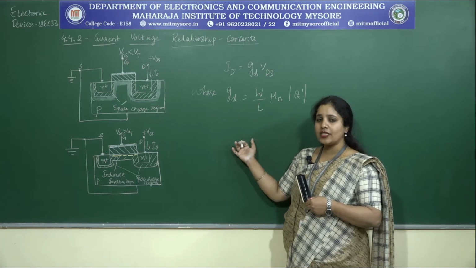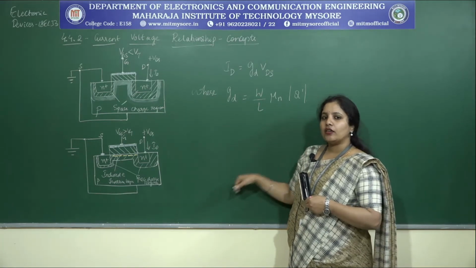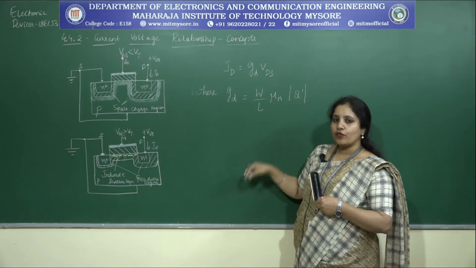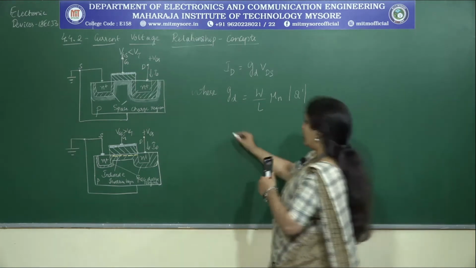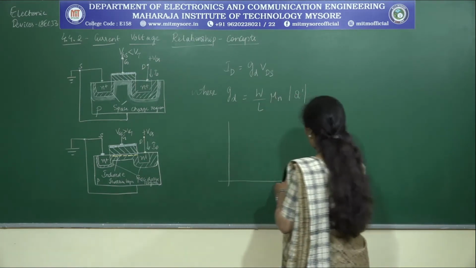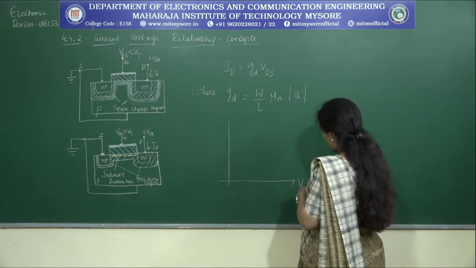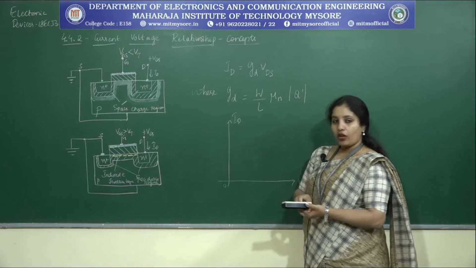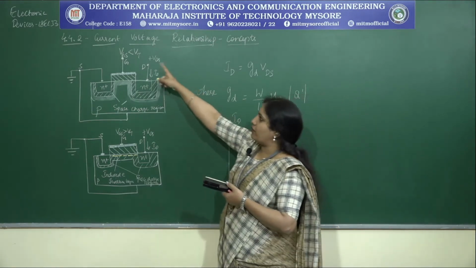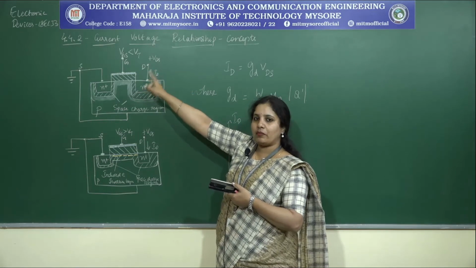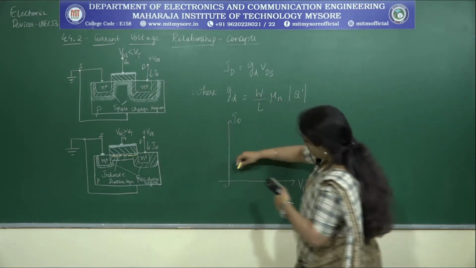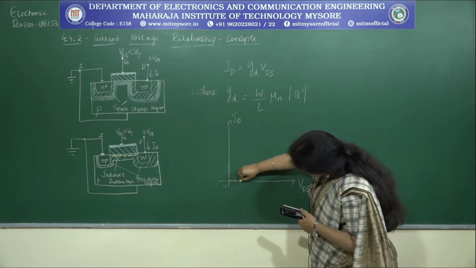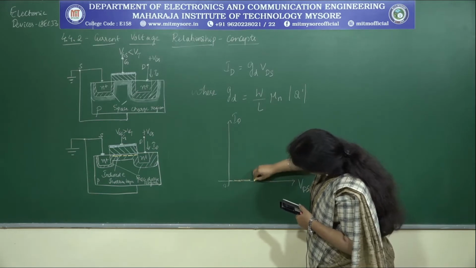Now let us try to represent the characteristics which relate ID versus VDS for different values of VGS. This is the VDS axis, this is my ID axis, this is 0. As I mentioned, when my VGS is less than VT, will there be any current flow? No. How will I represent that? So, for small values of VGS, what happens to the current in the device?